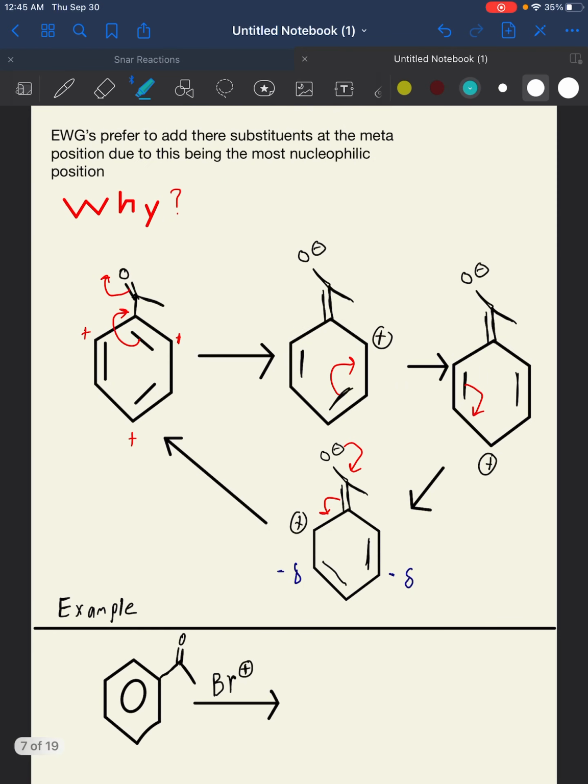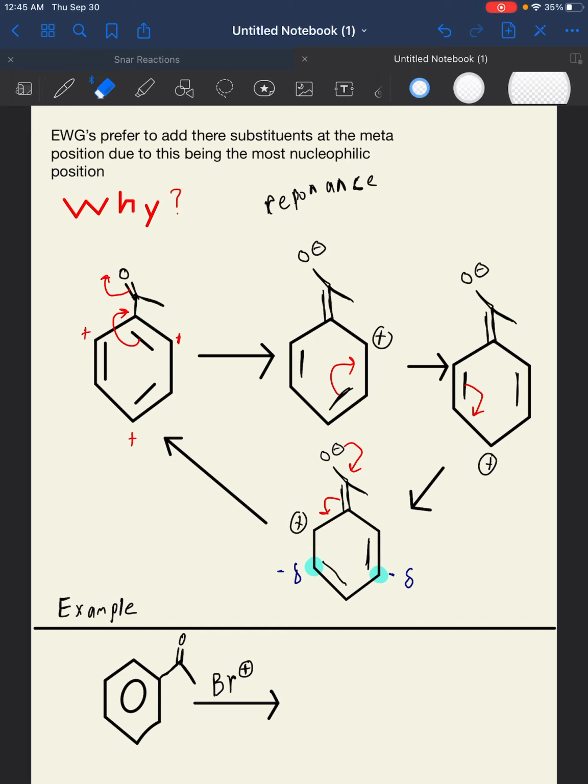Well, that means that electron withdrawing groups prefer to add their substituents at the meta position, due to this being the most nucleophilic position. And why is that? As you can see, I showed you some resonance here that locates all the positions that are electron deficient. So, if the ortho and para positions are electron deficient, and it's an electrophilic reaction, meaning an electrophile is being attacked by a nucleophile, you're going to need a strong nucleophile in the ring in order for these to initiate. So it's going to prefer the nucleophilic positions on the ring, which are the meta positions.